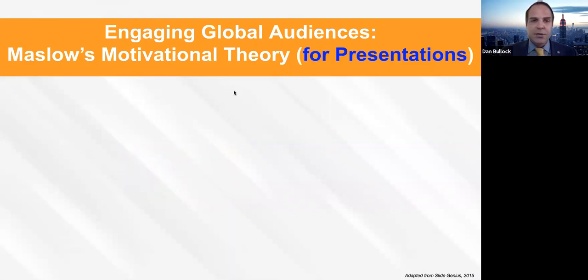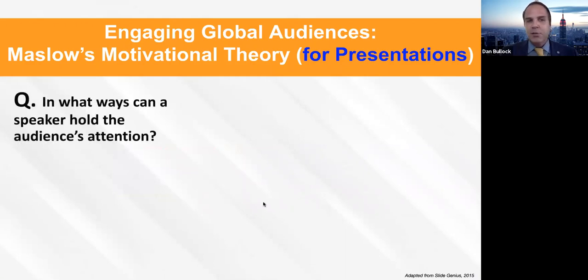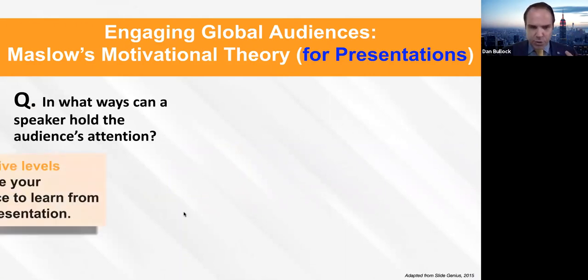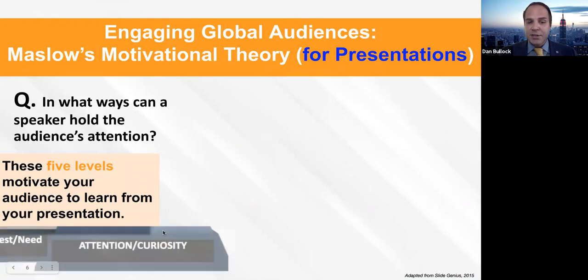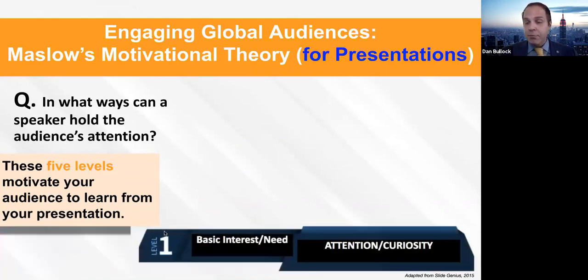Now, just to get into the components of Maslow's motivational theory, we want you to internalize this question. In what ways can a speaker hold the audience's attention? Just keep that in mind as we continue to go through this, okay? These 5 levels motivate your audience to learn from your presentation, okay? So just thinking about the elements and stages, we can look at the bottom rung, or the bottom tier, it starts with your basic interest and your basic needs. We have to figure out a way to connect with the audience, right? Whatever that curious element is.